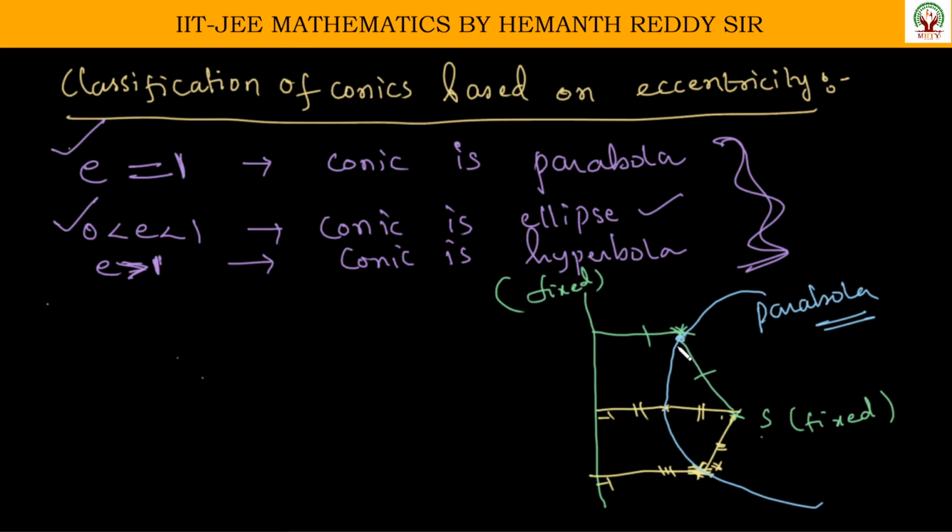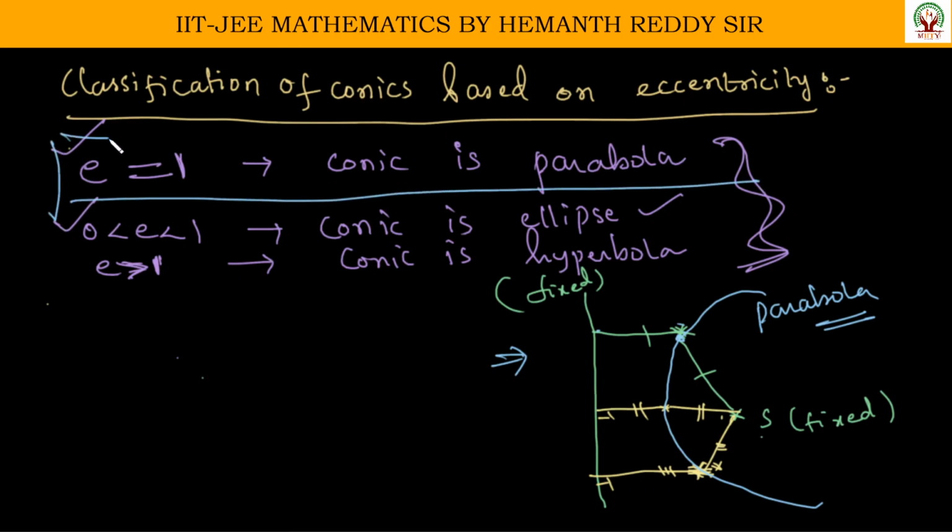For any point on that parabola, the distance to the focus and the distance to the directrix will be absolutely the same. So such a conic will be a parabola. It's a rough parabola. Here we are interested in eccentricity. Eccentricity is 1, so the conic becomes a parabola. Next, a small definition.